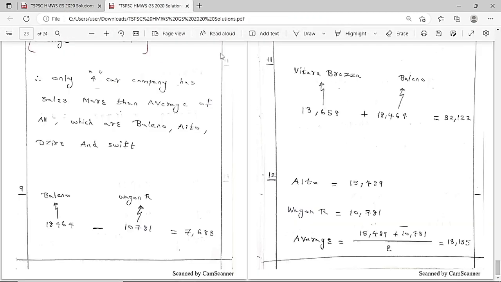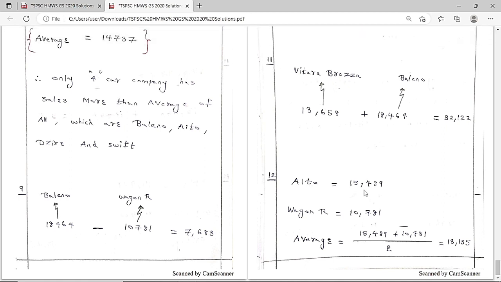So let's solve this numerically. As I've already told you, the Alto company has a sales volume of 15,489 and the Wagon R company has a sales volume of 10,781. So take the average of these two volumes. What is the average? 15,489 plus 10,781 divided by 2, then we get 13,135. So this is the average sales volume of the Alto and the Wagon R brands. This is the correct solution of this question.